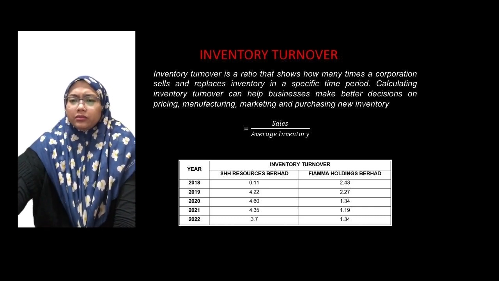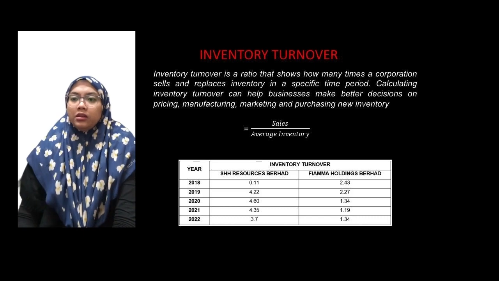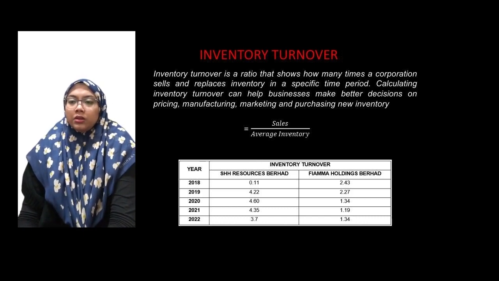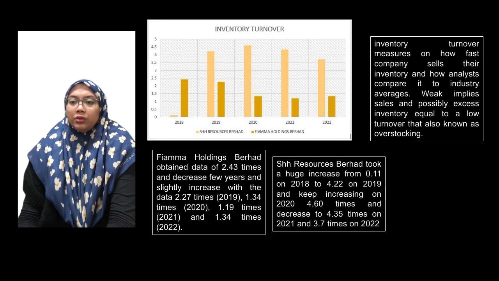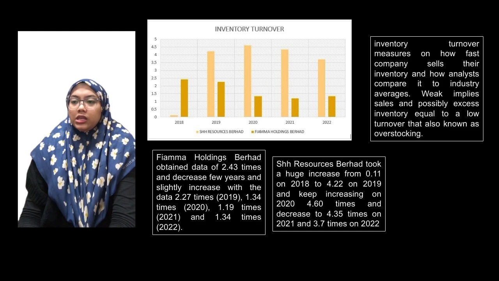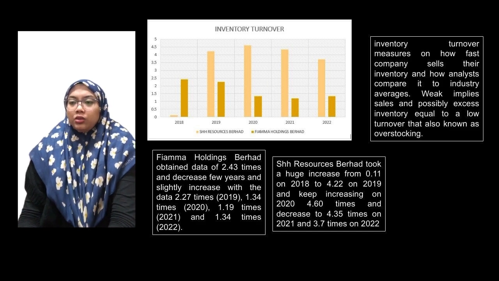For SHH and Fiamma, the higher ratio for SHH is in 2020 at 4.60, and for Fiamma Holdings Berhad it is in 2018 at 2.43.